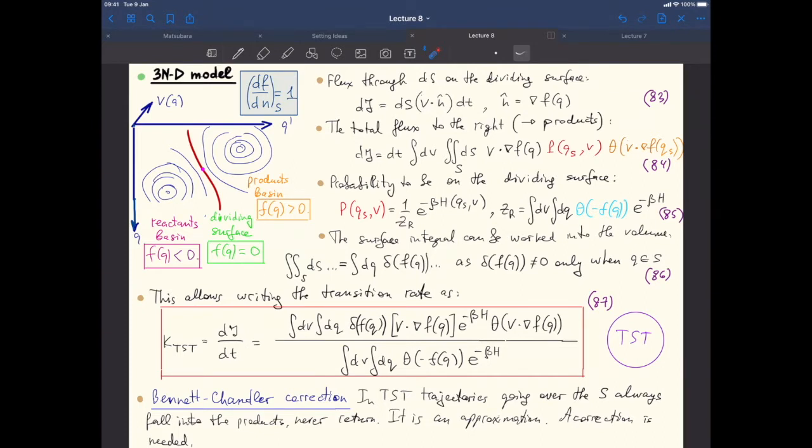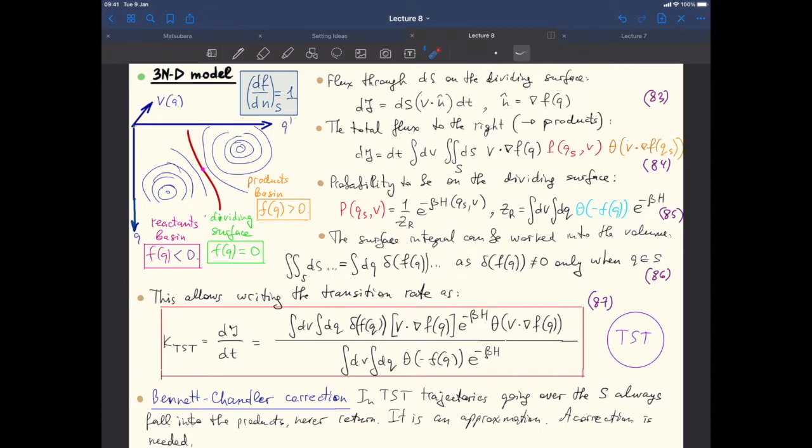I introduce a function f of all coordinates of the system Q such that this function is negative in the reactant basin and it is positive in the product basin. And the function is equal to 0 on the dividing surface separating the two potential energy minima. We choose this function in such a way that its normal derivative along the dividing surface in the direction from the reactants to the products basin will be equal to +1.